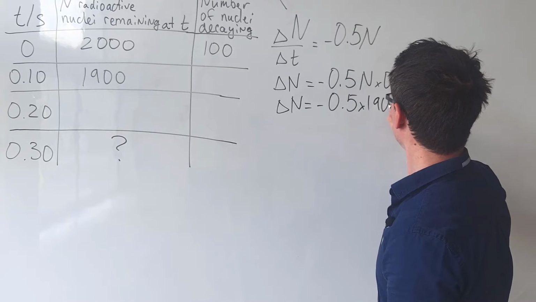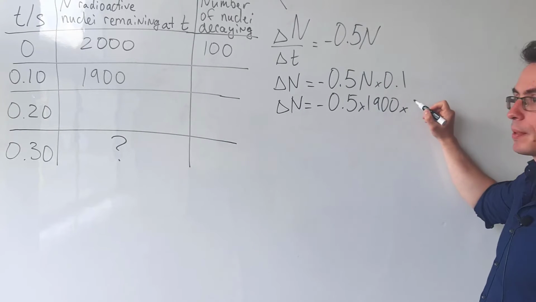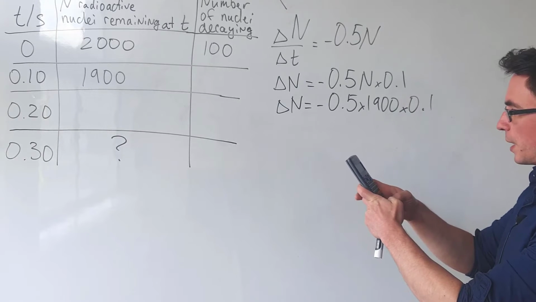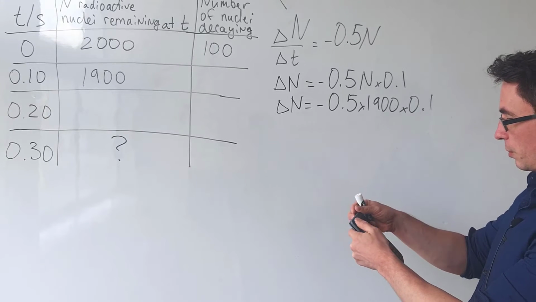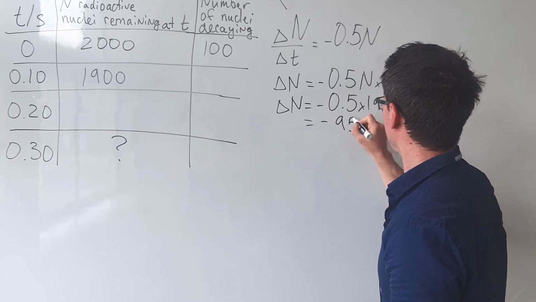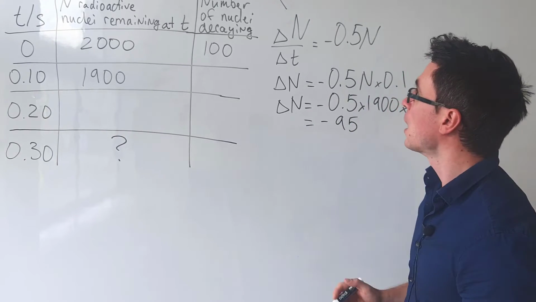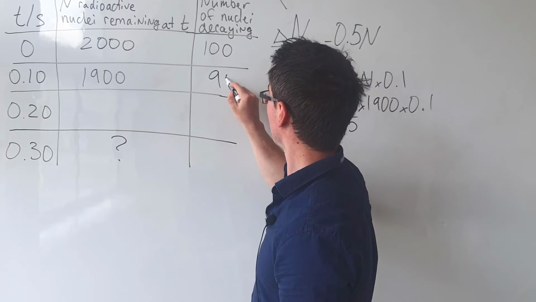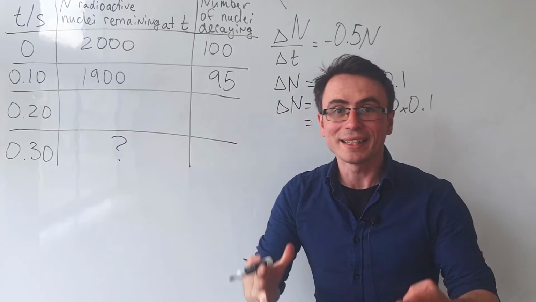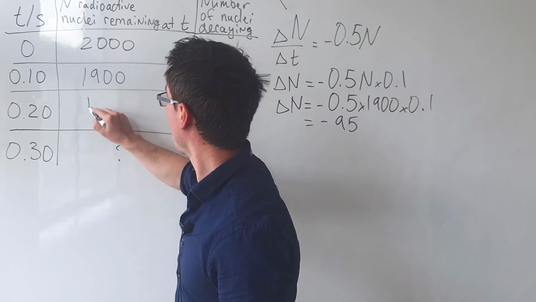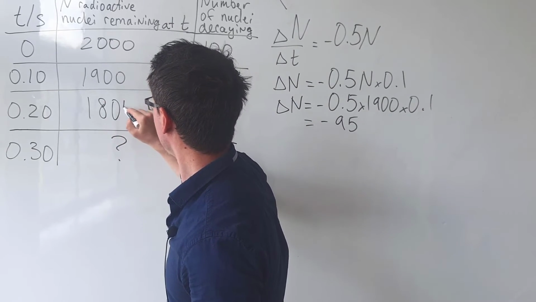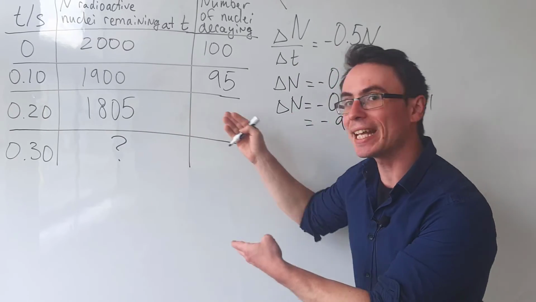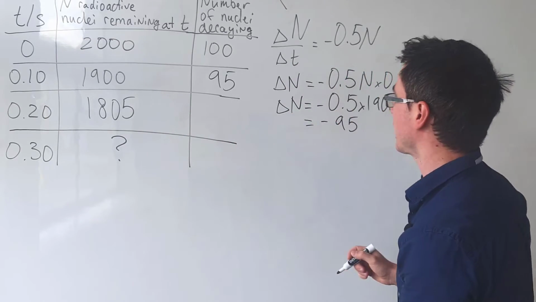is 1900 times 0.1. Let's plug this into a calculator. So this is equal to minus 95. So the number of particles that have decayed is actually just 95. This, of course, leaves 1805 particles remaining.